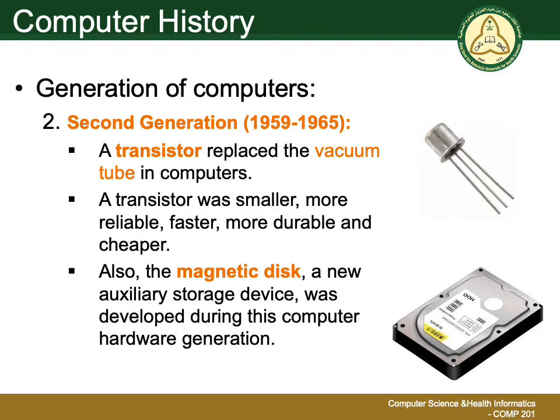One of the greatest inventions of the last century is the transistor. The transistor replaced the vacuum tubes that we talked about in the previous slide. In this second generation they don't use vacuum tubes anymore because of the heat and the reliability issue, not dependable because of the burning that used to happen in the vacuum tubes. The transistor was smaller, its size very small compared to the vacuum tube, more reliable, faster, more durable and cheaper. It was cheaper than the vacuum tube.